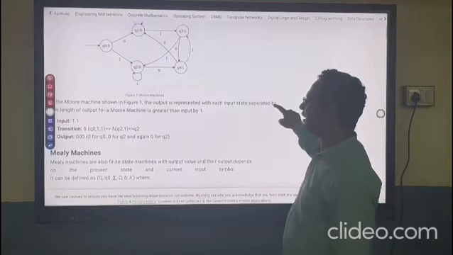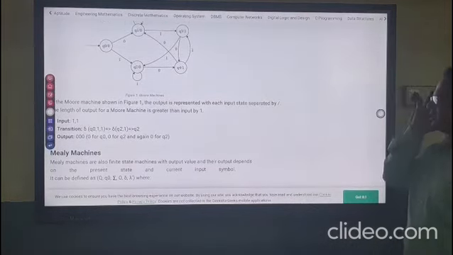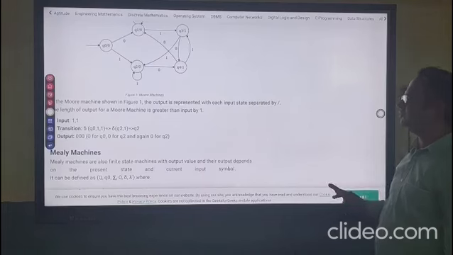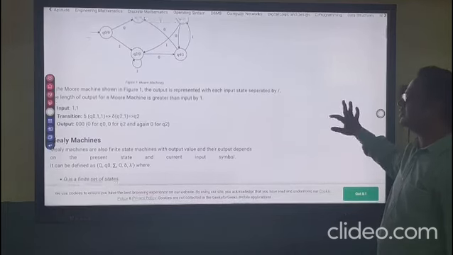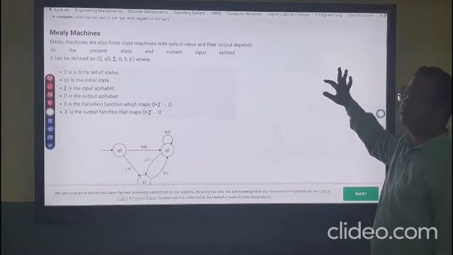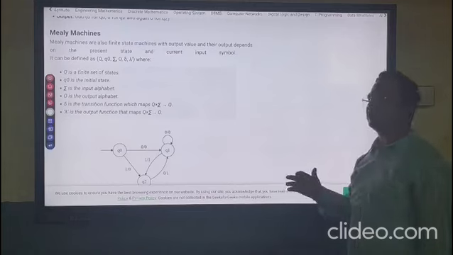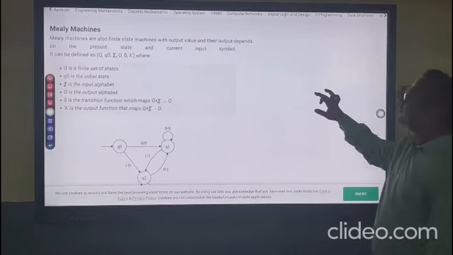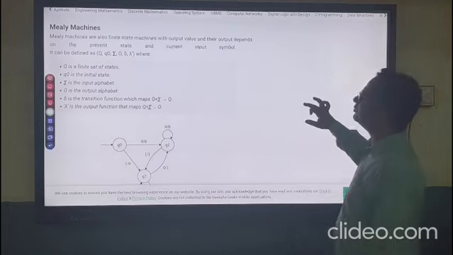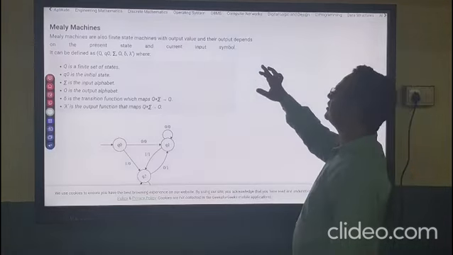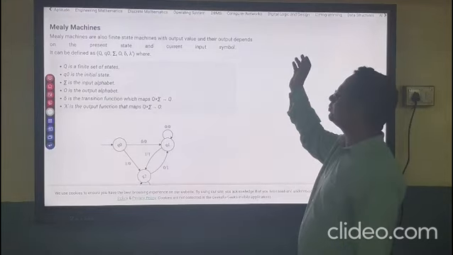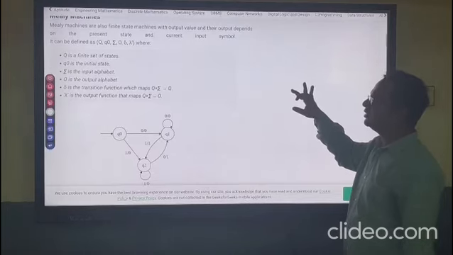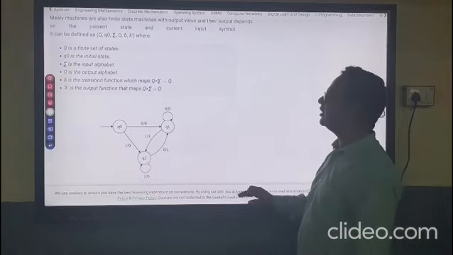Now next is the Mealy machine. As we saw in the previous PPT, how the Mealy machine works and what the area of its working is. Mealy machines are also finite state machines, part of the finite state machine family, with output value and input value. Mealy machines are finite state machines with output value, and their output depends on the present state and current input symbols.